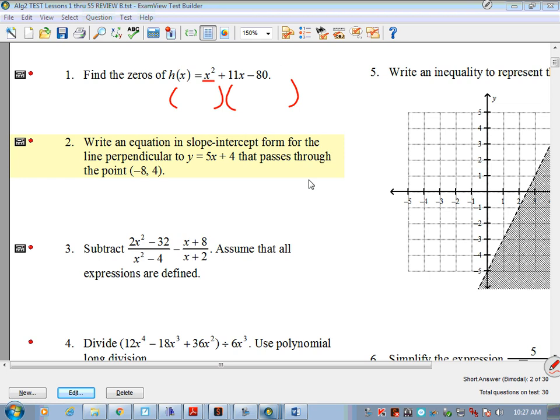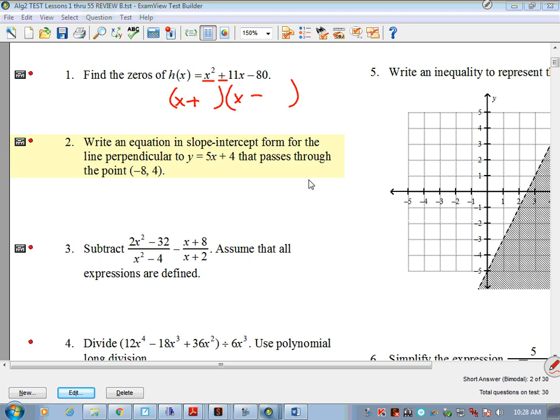Because it's x squared, we're going to get x and x. Because it's plus minus, the only way to get that negative there in front of the 80 is to multiply a negative and a positive together. So I'm going to get a positive and negative. What I'm going to notice about that positive in front of the 11 is that my positive has to be greater than negative in order to get a positive number. So I'm going to look at numbers that multiply to be 80, but whenever I add them up, they have a difference of 11.